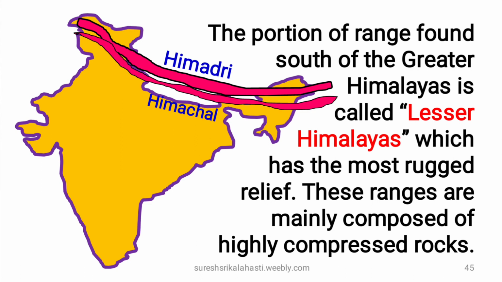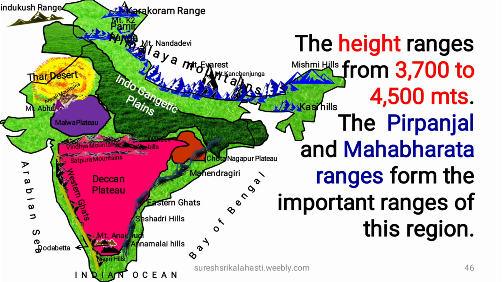The portion of the range found south of the Greater Himalayas is called the Lesser Himalayas, which has the most rugged relief. These ranges are mainly composed of highly compressed rocks. Its height ranges from 3,700 meters to 4,500 meters. The Pir Panjal and the Mahabharata ranges form the important ranges of this region.